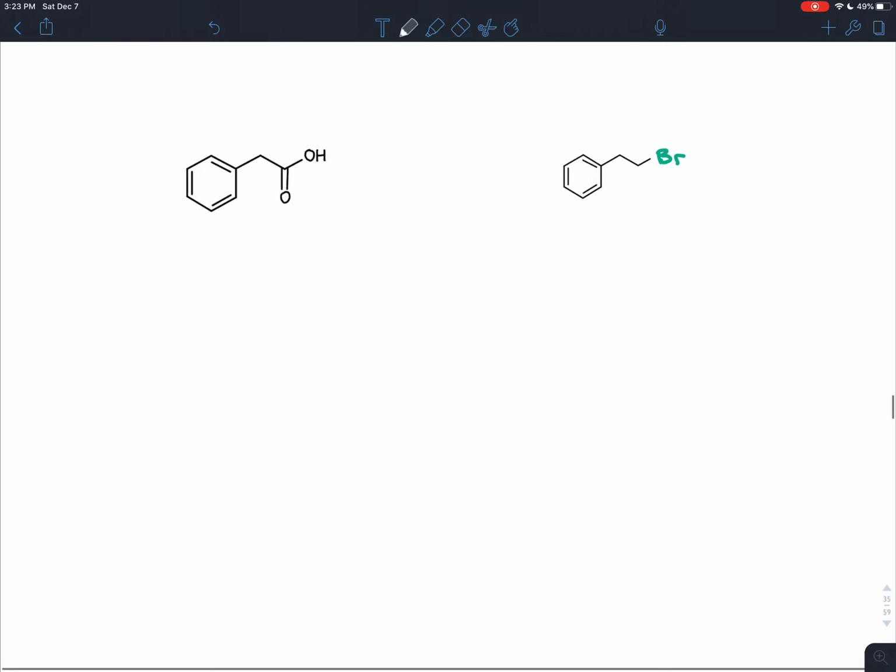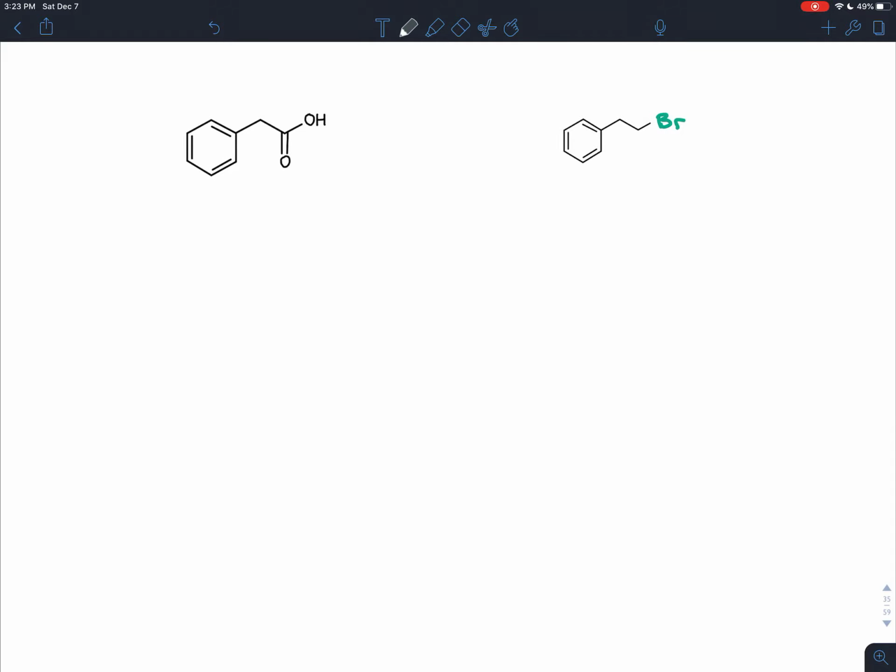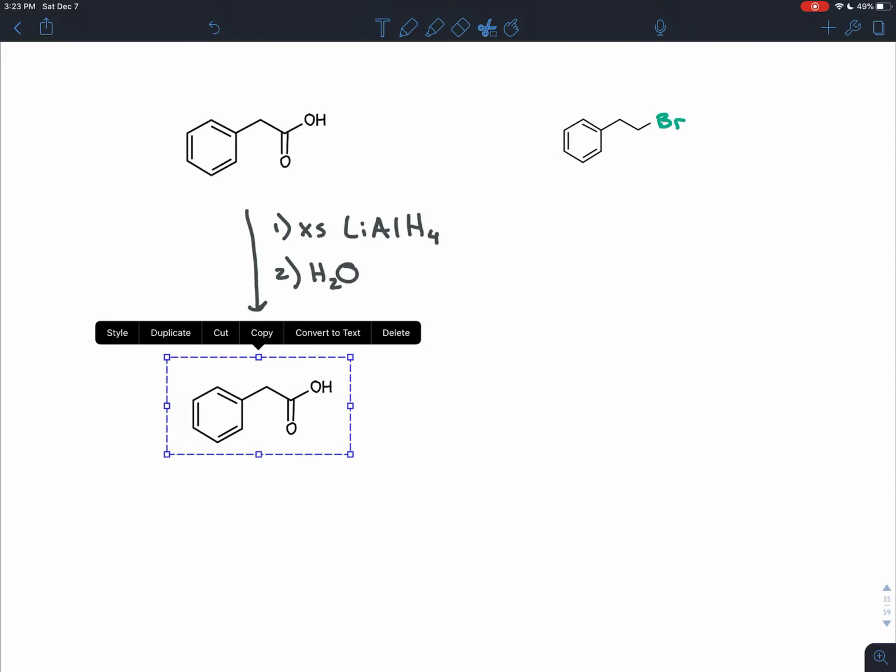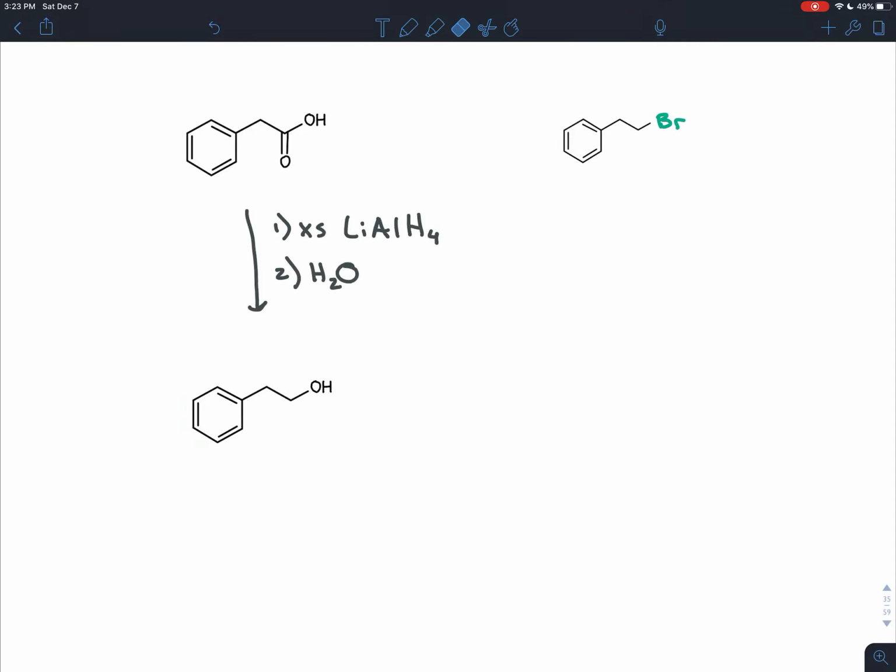So we can do a reduction to reduce the number of bonds to oxygen. We could treat this with excess lithium aluminum hydride, a strong reducing agent, and you always follow that up with a water wash to stabilize any charges that form. The result of that step is that you would turn the carboxylic acid into an alcohol. You'd replace 2 of the bonds to oxygen with bonds to hydrogen.